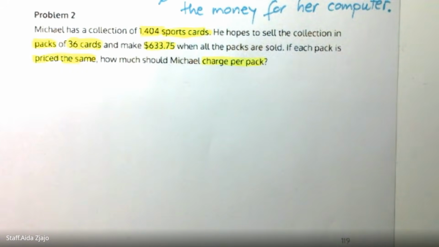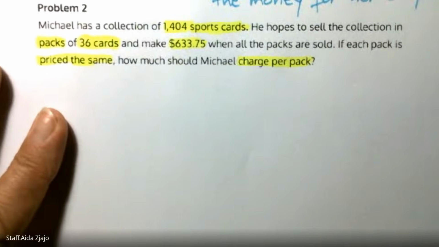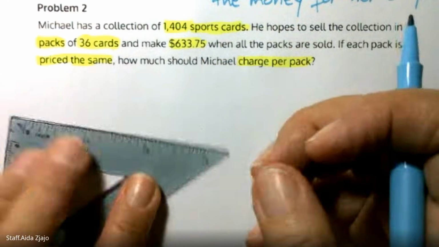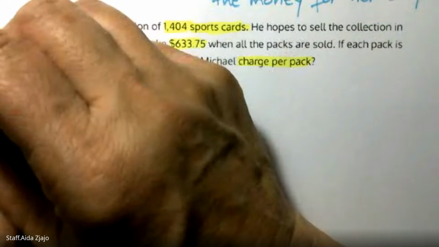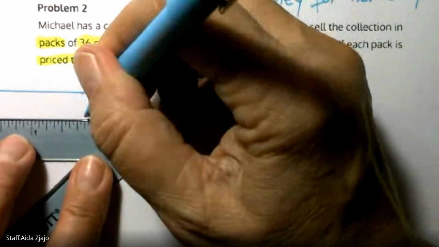So to make a plan, we know that Michael has some cards. And this, if I look, this should be like his cards.